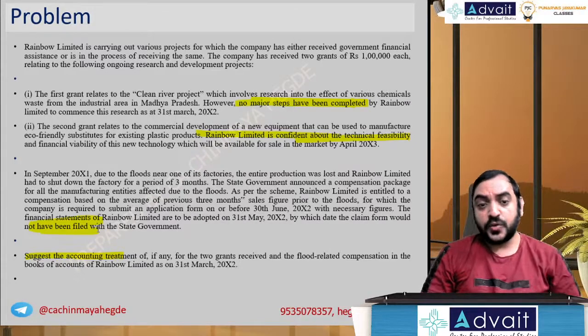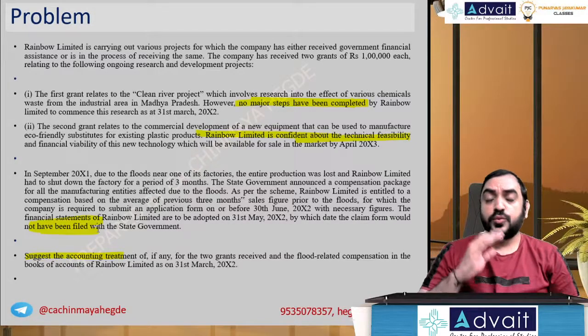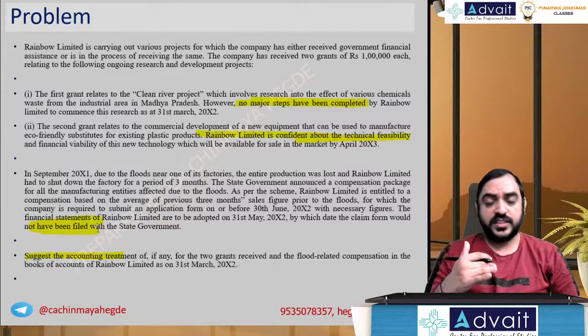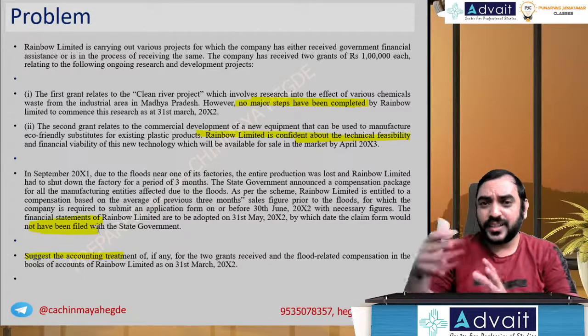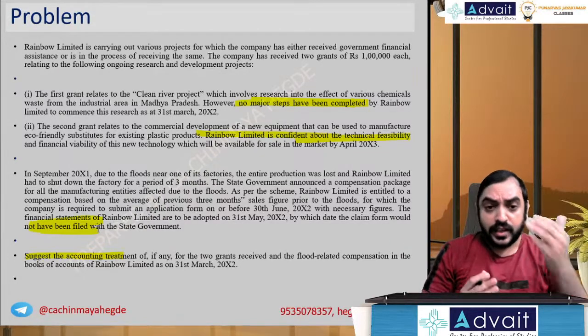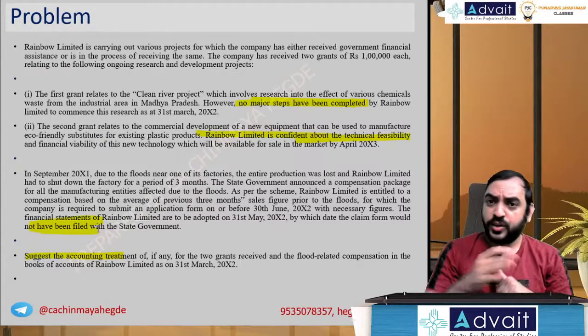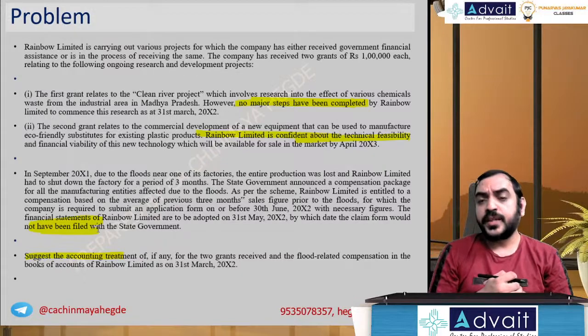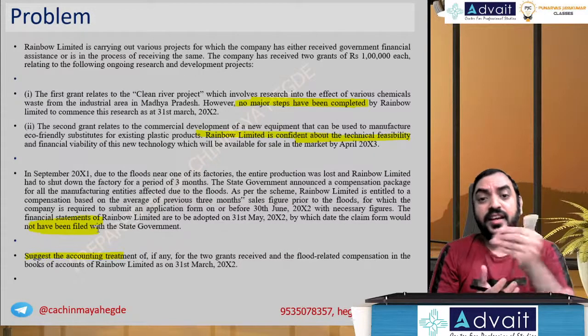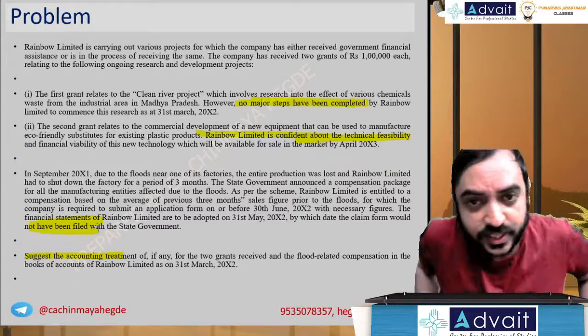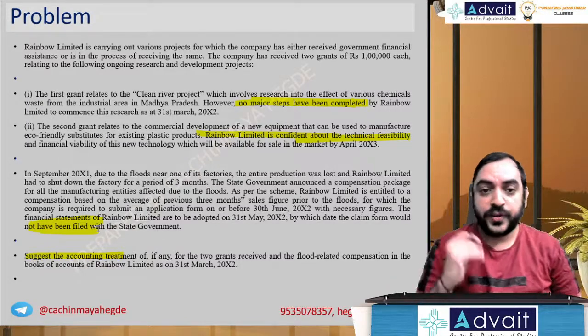So we have 3 accounting treatments actually. One is towards a Clean River project, which is yet to be started, yet to be progressed. The second grant is towards some technology which is in reasonable progress. The entity is confident of feasibility, technical as well as financial. And third one is flood related compensation. Let's see how the treatment is going to happen.